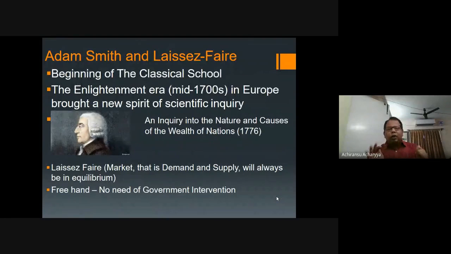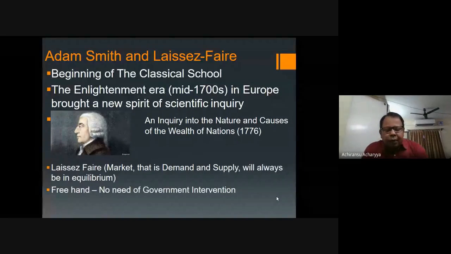But actual economics, the theory of economics, the scientific base of economics, comes with a person called Adam Smith, who is known as the father of economics. I'm sure students of economics must have heard his name. And his theory of laissez-faire, which led to the beginning of the classical school. And it happened during the Enlightenment era in Europe in the mid-17th century, which brought a new spirit of scientific inquiry. So Adam Smith wrote a book called An Inquiry into the Nature and Causes of the Wealth of Nations, which we sometimes call only the Wealth of Nations, in 1776.